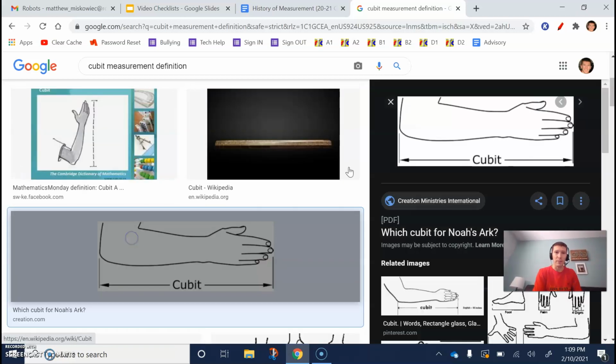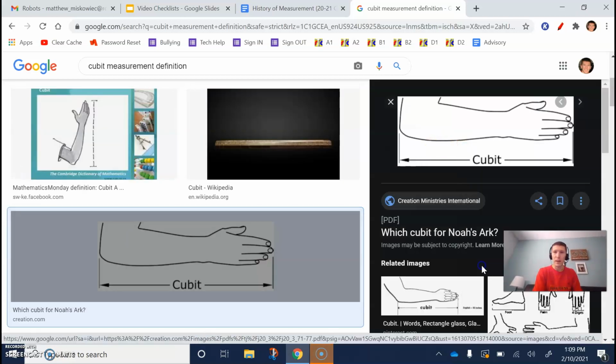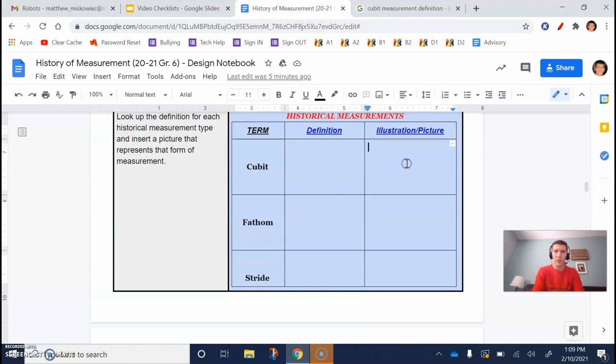So I'm going to take this image, copy it, and for the illustration or picture, I'm going to insert that there. And again, the definition, we're putting in our own words, writing it using our body part. So make sure that's the key part: your definition for each one of these is using your own body. So for the cubit, it was the length from my elbow to the tip of my middle finger.